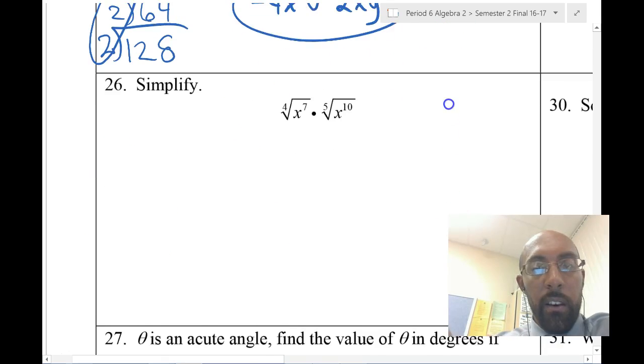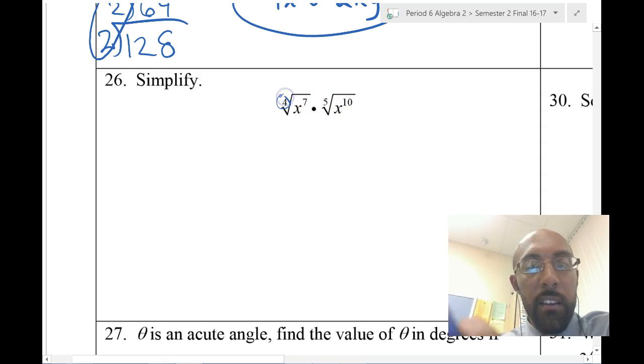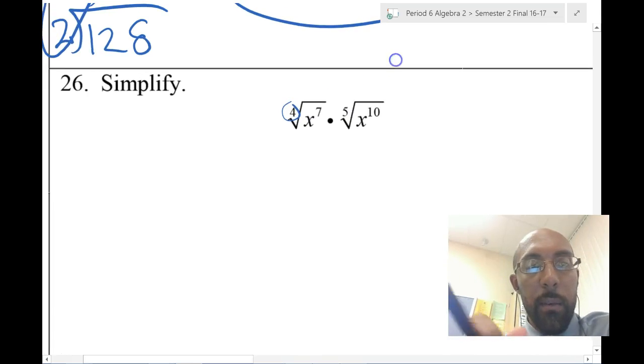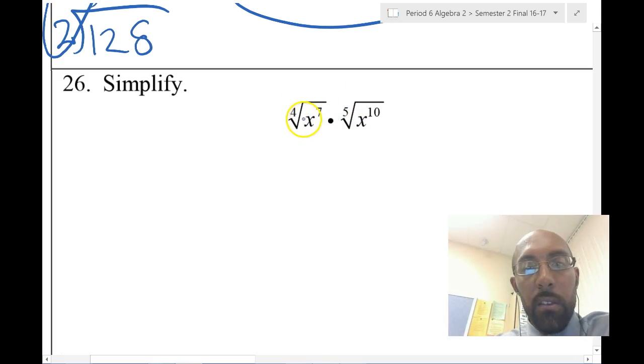Okay? Next one. 2 radicals being multiplied. Now I could combine these radicals as long as the indexes are the same, but they are not. So I'll have to do each radical separately. First I have 7 x's here, and the index is 4, so 7 divided by 4 is 1. So only 1 x comes out, but the remainder is 3.